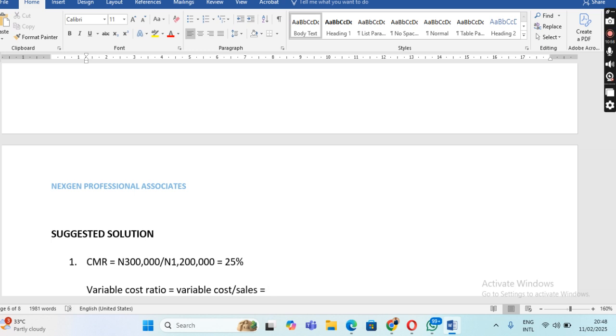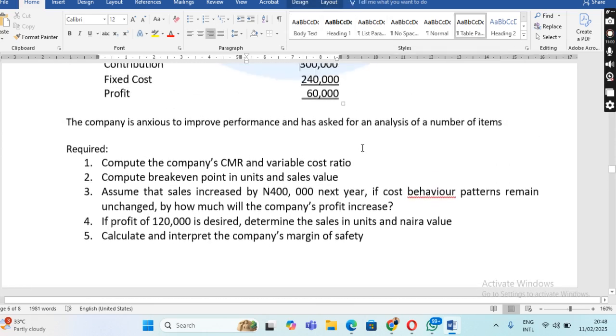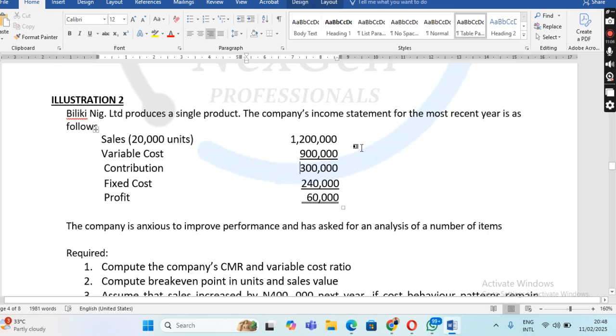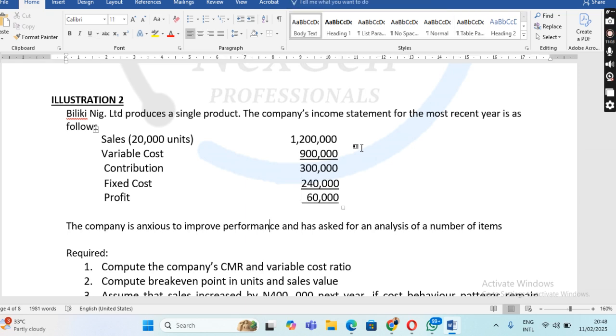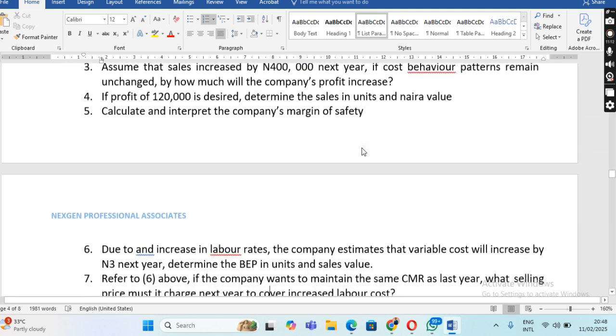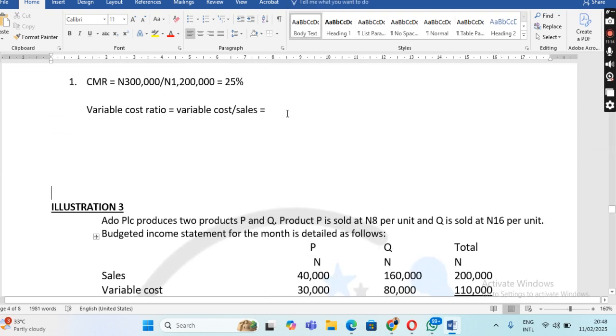So what is the variable cost given to us in this question? Quickly. Oh, we don't have the question. Sorry, I've not sent it. Please capture this part. Just capture it, right? So the variable cost is 900. Have you captured that? Okay, good.